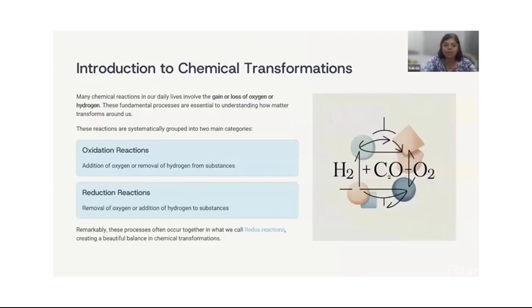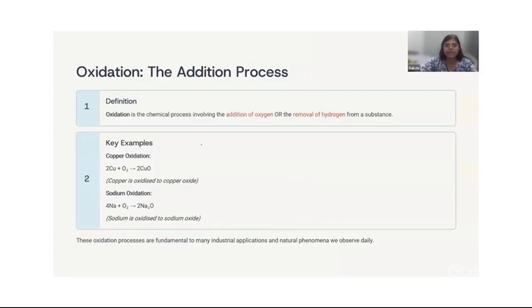Let us understand what is an oxidation reaction and what is a reduction reaction. By the word oxidation only, we can tell that oxidation means addition of oxygen, right? Let us understand with the help of an example. We have here copper and oxygen. Now we have balanced the chemical equation, right? So copper and oxygen are combining together to form copper oxide. So gaining of oxygen is known as oxidation.